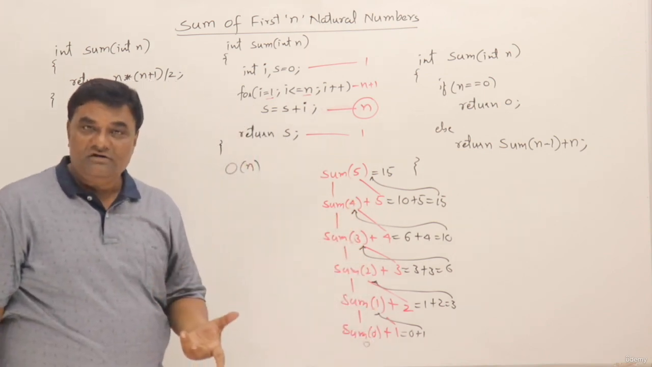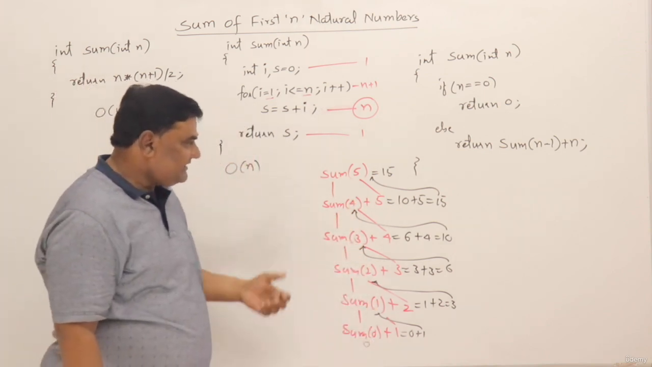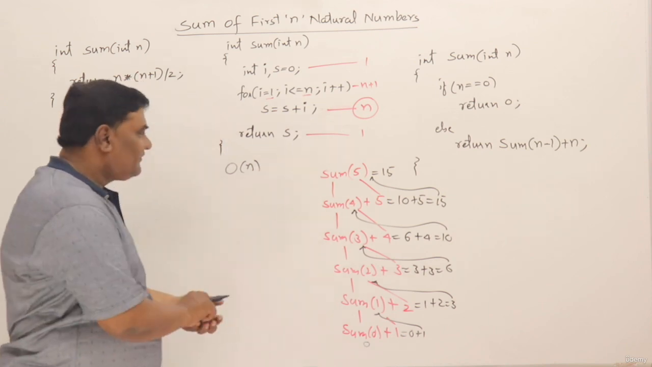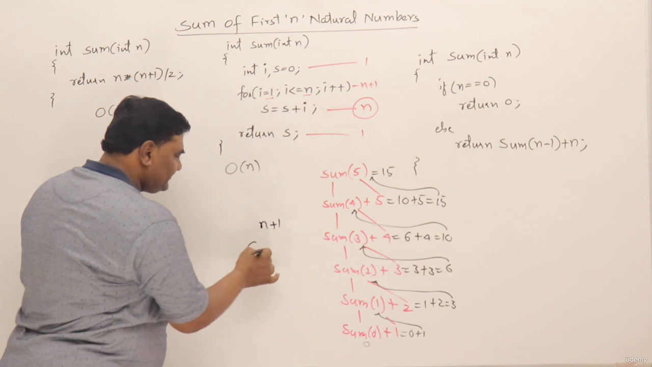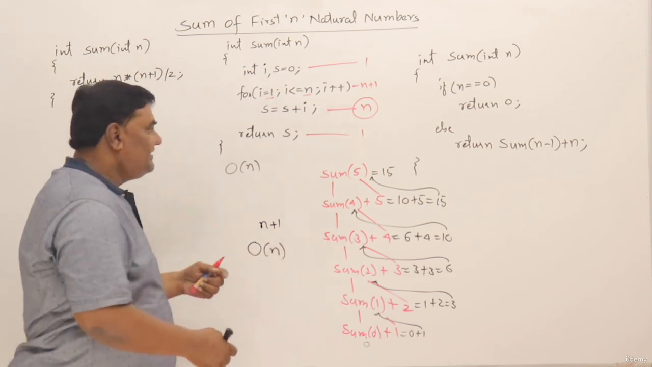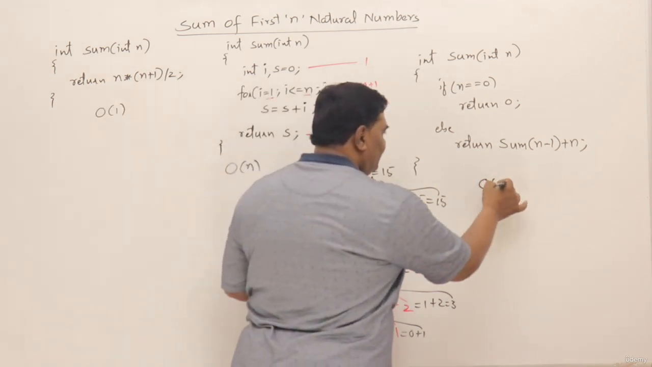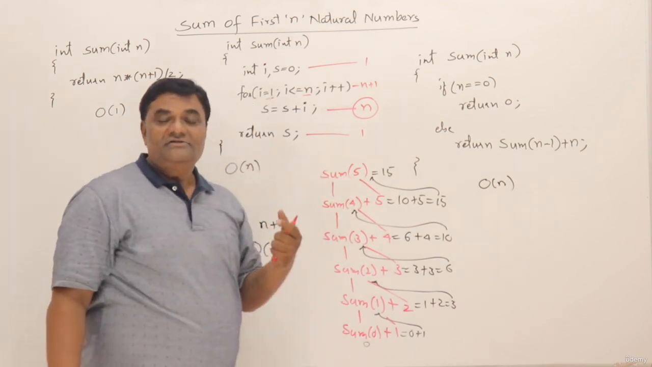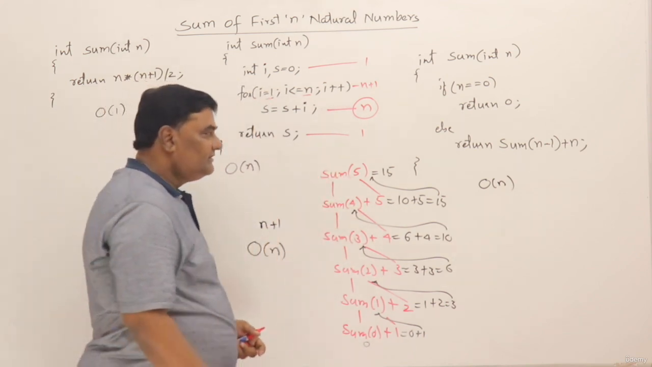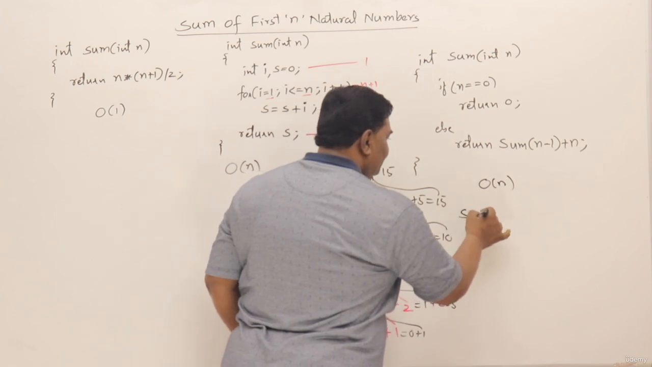So memory is more. But how much time is it taking? There are a total of 6 calls. So for value of 5, there are 6 calls. So for value of n, there will be n plus 1 calls. So it is order of n. So the time taken by this function is order of n. But space is also 6 times for the value of 5. So the space is also n plus 1. So space is also n plus 1 here.